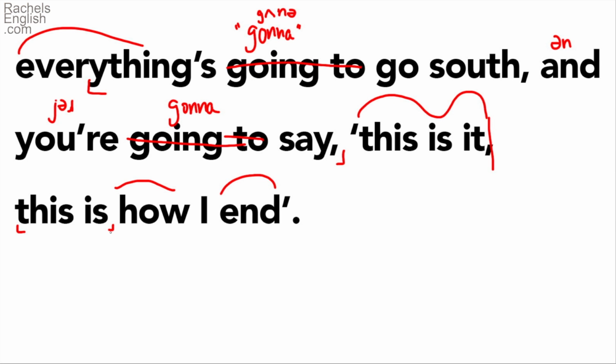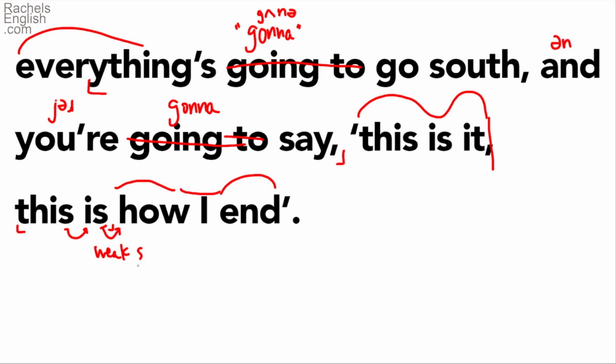This is how. This is how I end. And then I also said quickly, unstressed, in a little valley of pitch here. Everything smoothly connected, ending S, linking into beginning I. This is how, ending weak Z sound, linking into H. This is how, this is, I think you could even probably think of that as being a really weak S.